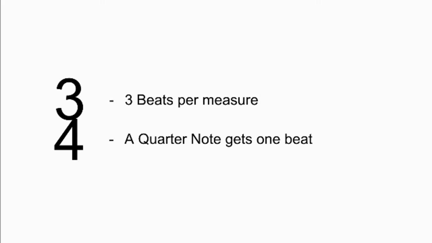Then let's go to 3/4 time. We have 3 beats per measure, is what the top number, the 3, represents. So there's going to be 3 beats in each measure. And once again, the quarter note gets 1 count.